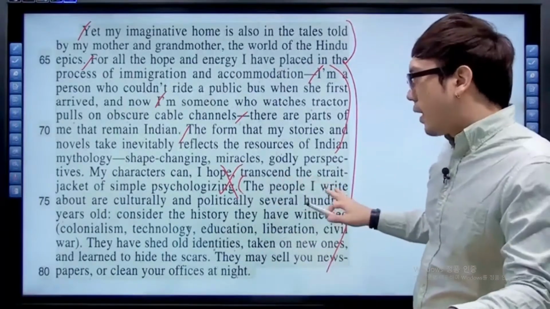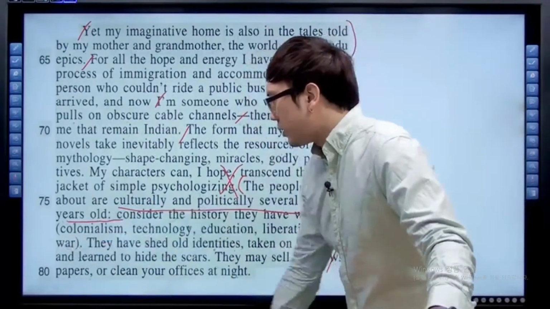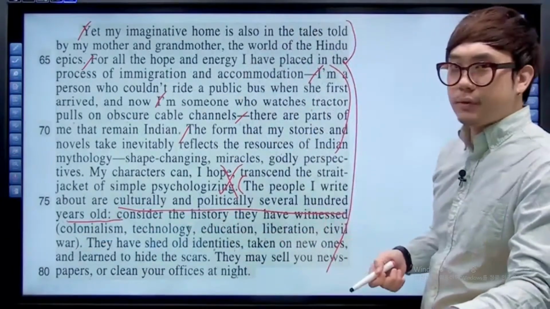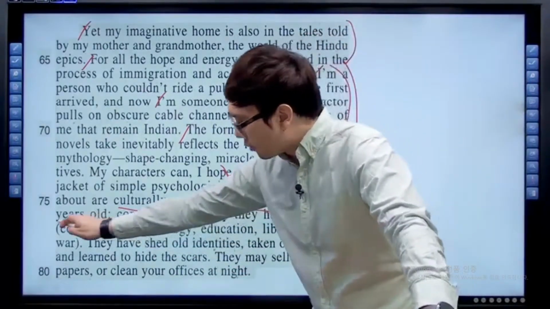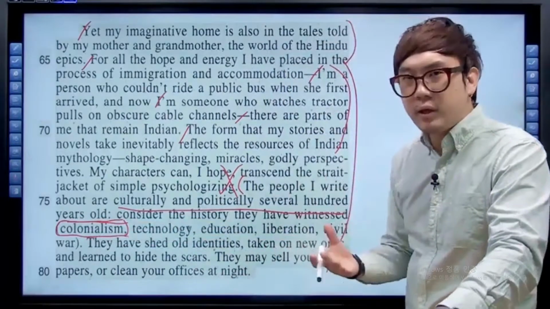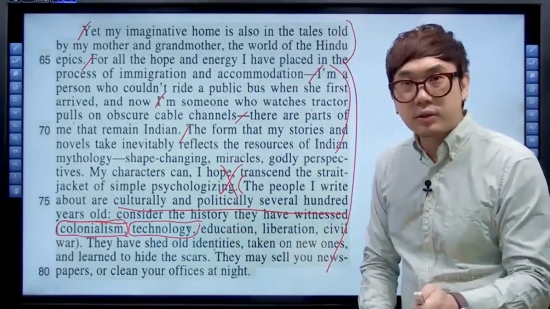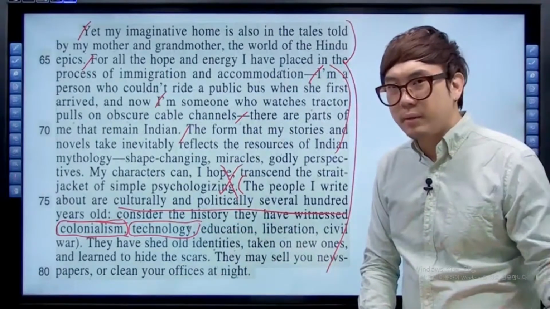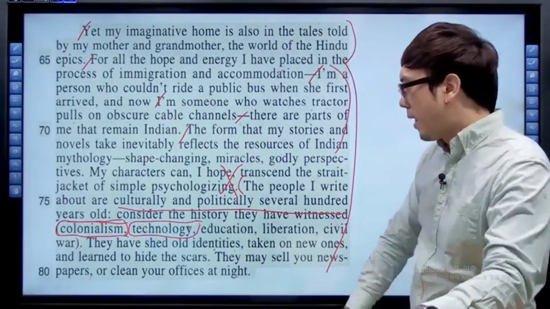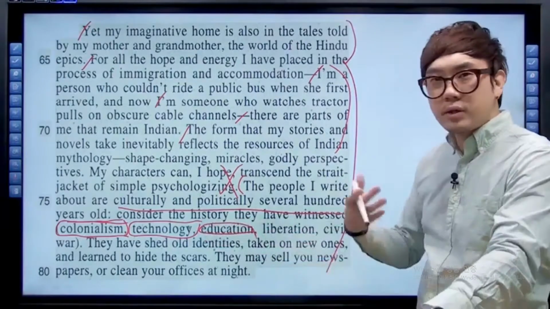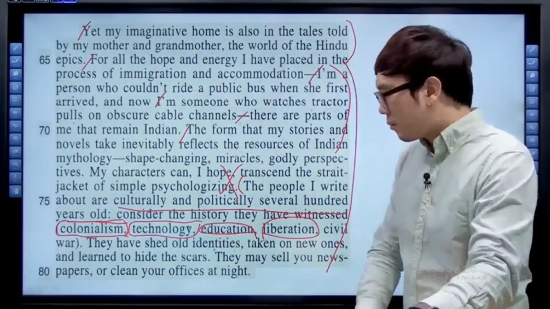It says the people I write about are culturally and politically several hundred years old, because consider the history these people have witnessed. They have witnessed the colonization of India by England. Technology changes, as in cars started to appear. India back then probably had cars around, but it was not common, and then it became common. And then education, definitely, right? Education changed. And liberations of different countries, India became independent from England.